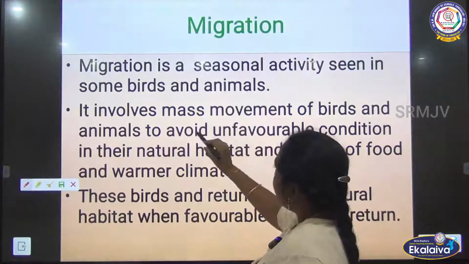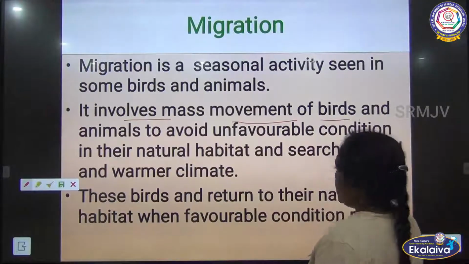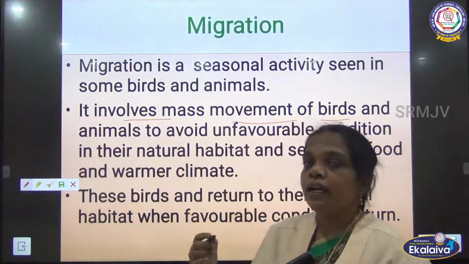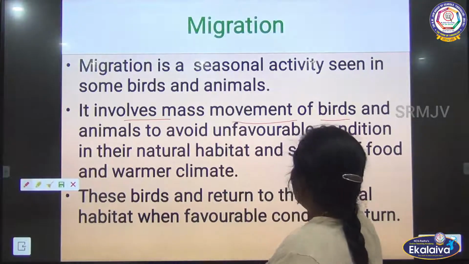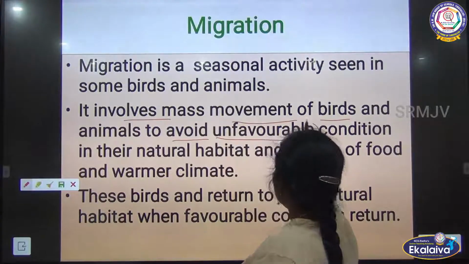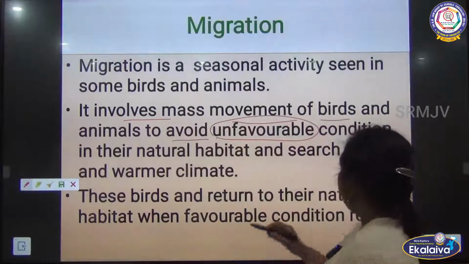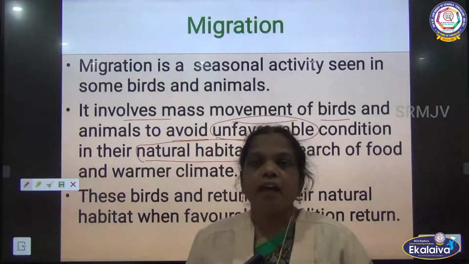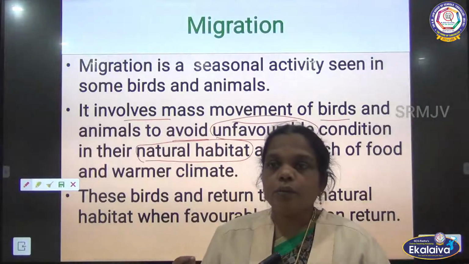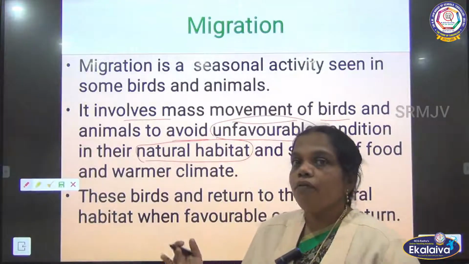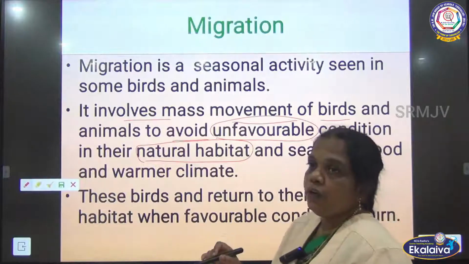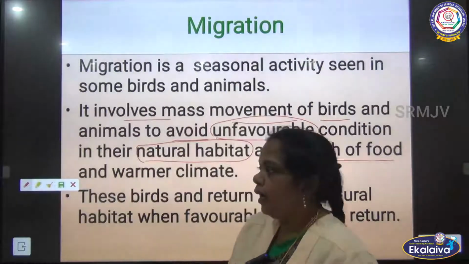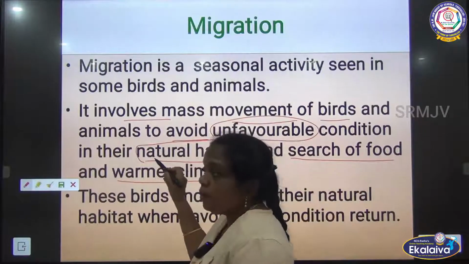It involves the mass movement of birds, and they do not move separately. Thousands or hundreds of birds and animals move together, a mass movement to avoid the unfavorable conditions in their natural habitat. Where they are living, the conditions are unfavorable and they cannot tolerate them, so they move. They move in search of food and a warmer climate. This is one of the causes of their moving.